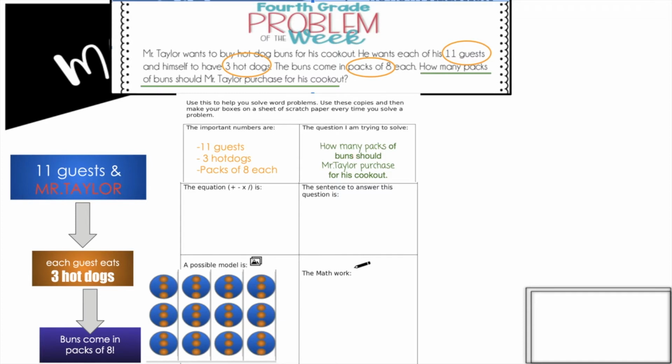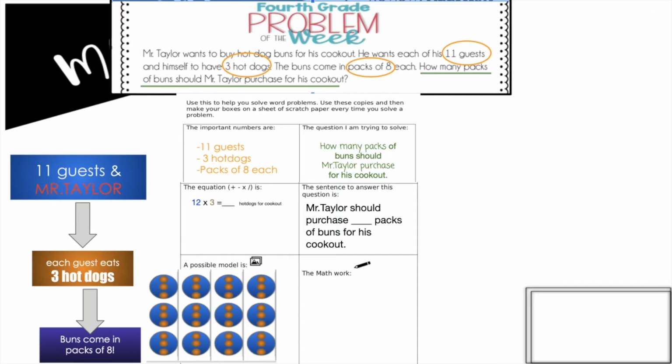Okay, loaded question. Let's break it down. So we're going to go back to our RACE strategy, and let's turn that into, what is our answer going to sound like? We're looking for Mr. Taylor to purchase some number, blank, packs of buns for his cookout. That's our goal. So let's look at our model, and now let's do some math work to get to that goal, to find out what number of packs I can tell him to go get at Ralph's.